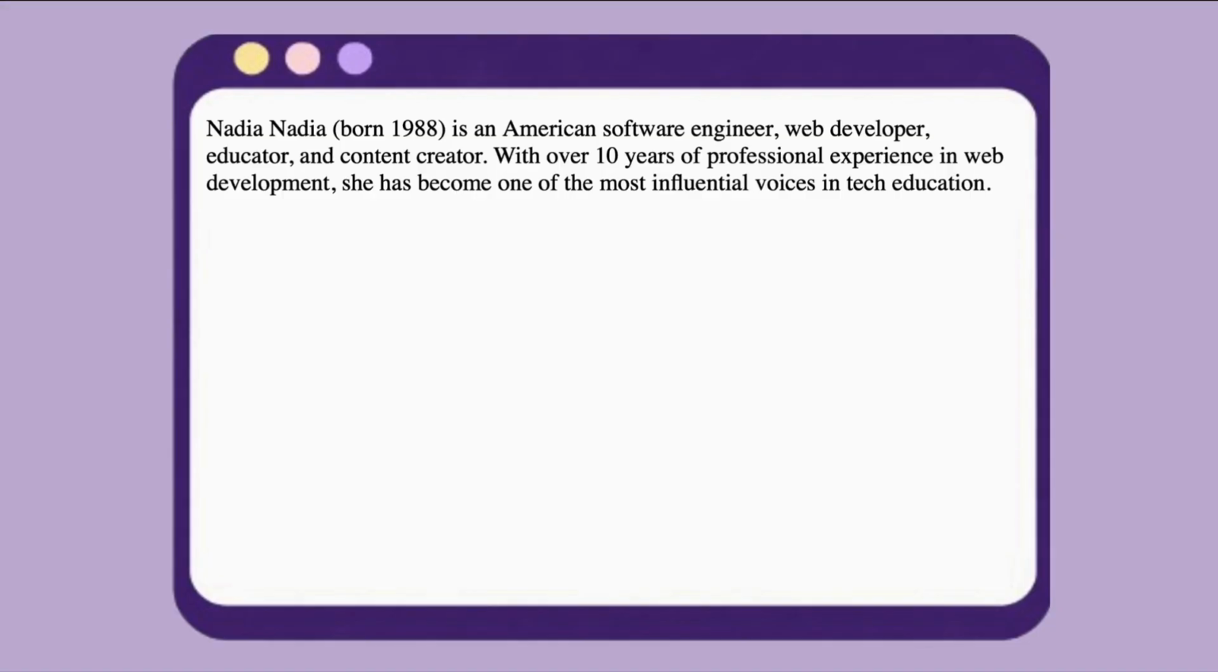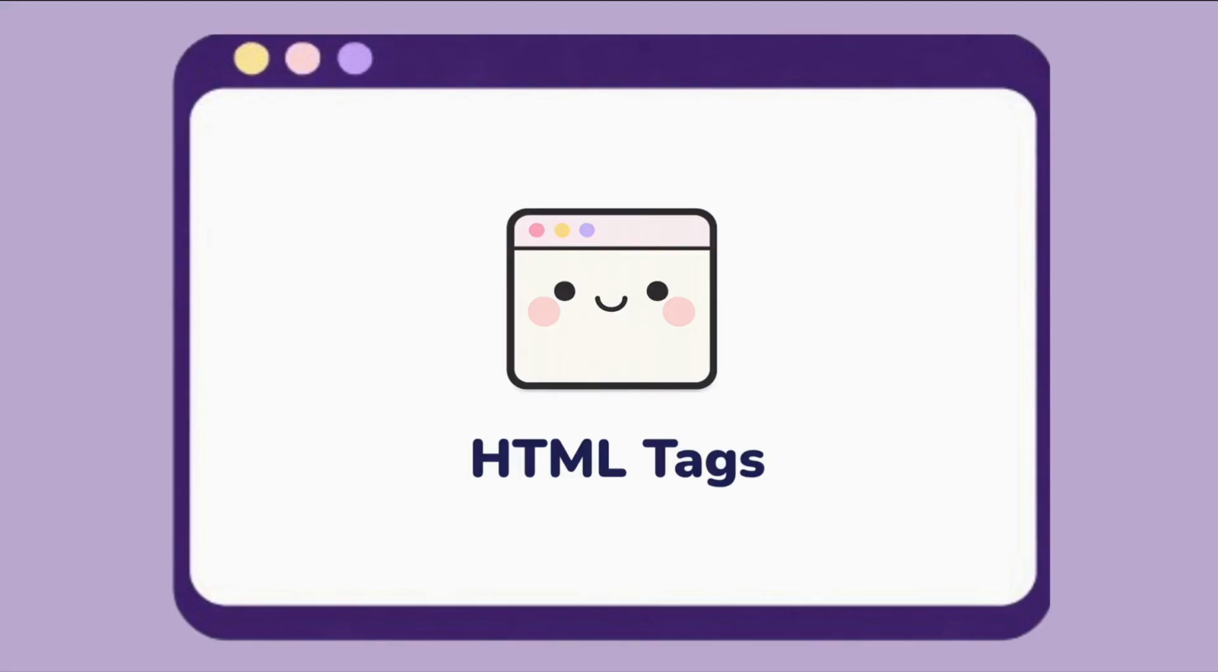Because the browser doesn't know what anything is supposed to be. It doesn't know Nadia is a heading. It doesn't know the next line is a paragraph. To the browser, it's all text. And that's exactly why we need HTML tags. Now let's see how to write them.